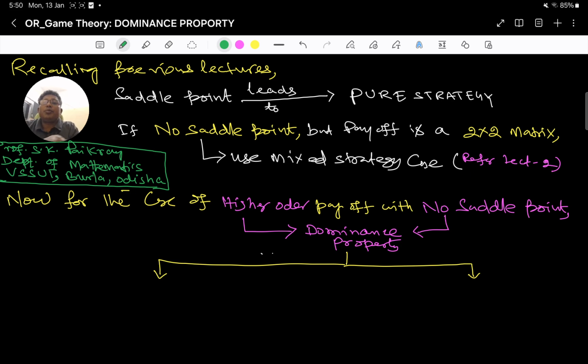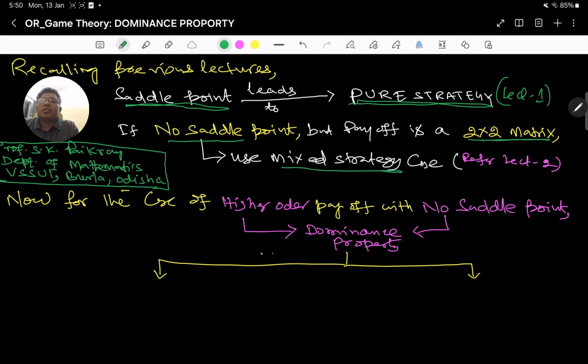If you recall our previous lectures, if there is a saddle point, then we have a pure strategy. It is discussed in lecture 1. Now if there is no saddle point, but it is a case of a 2x2 matrix, then we use mixed strategy. You can refer to my lecture number 2.